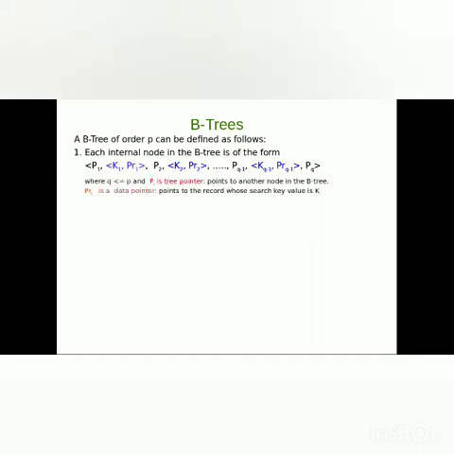A B tree of order P can be defined as follows. Each internal node in the B tree is of the form P1, K1, PR1, P2, K2, PR2, up to K Q minus 1, PR Q minus 1, PQ. That means a node can have P1 up to PQ tree pointers and Q minus 1 key values. Key value means a key value and data pointer pair. And within each node, K1 less than K2 less than K3 and so on. That means all the key values must be in increasing order.